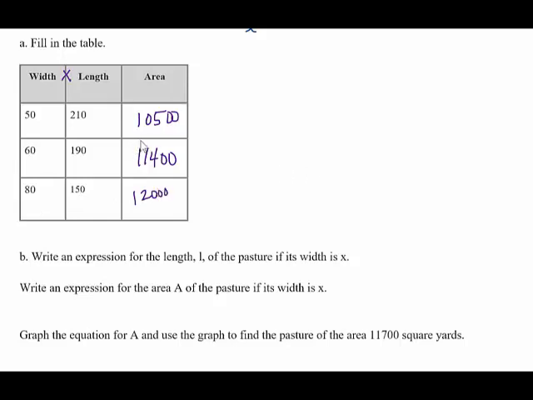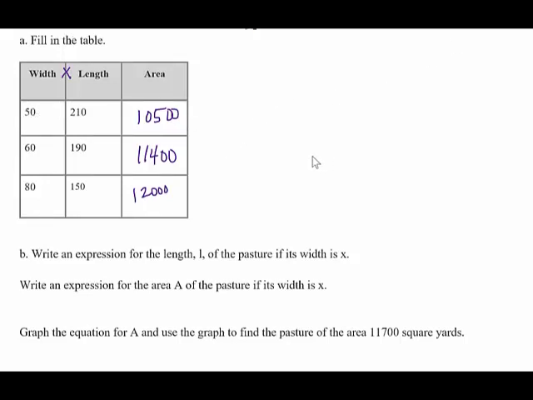Well, let's think about how we could get the length if we only knew the width, recognizing that there's 310 yards of fencing. So if we add one length plus two widths together, L plus 2W, we should get a total of 310 yards. If we take 310 and subtract 2 times the width from it, we would get the necessary length.